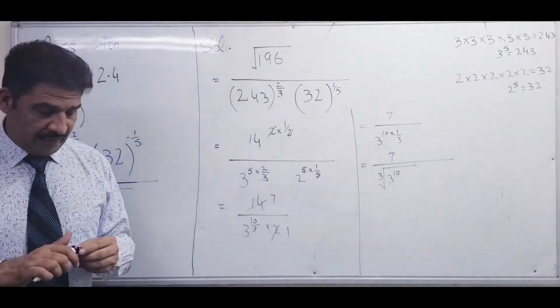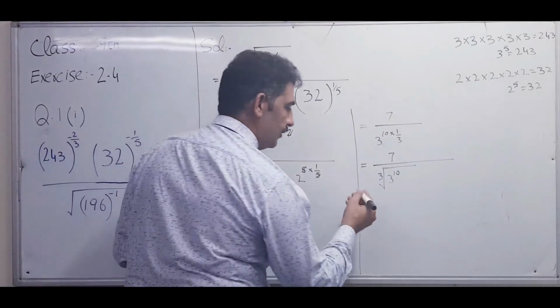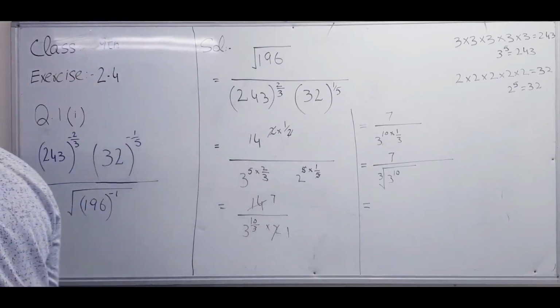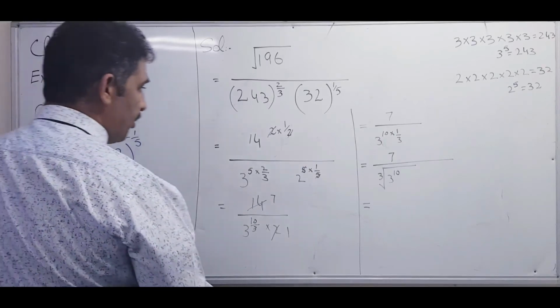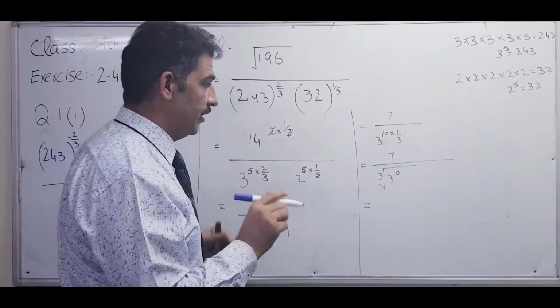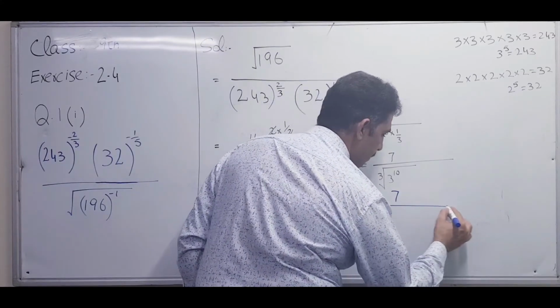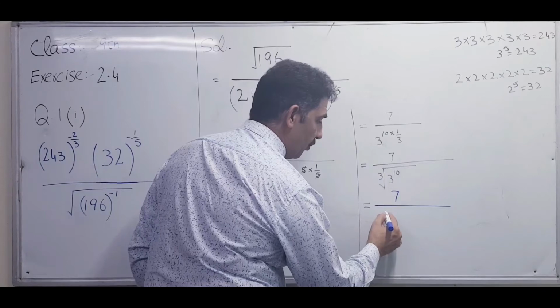The benefit is that you will see... this marker is not working properly. I am using this blue one, then you will be able to see. 7 will remain the same. 3 cube root.